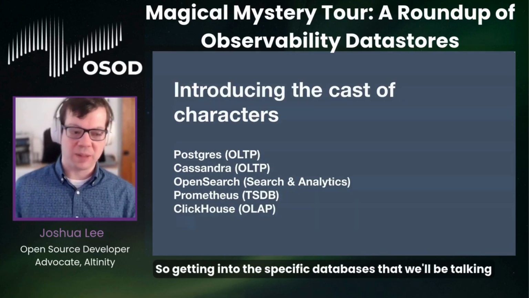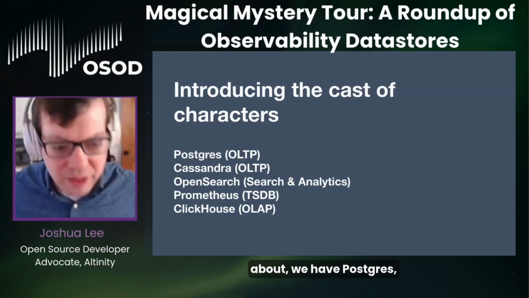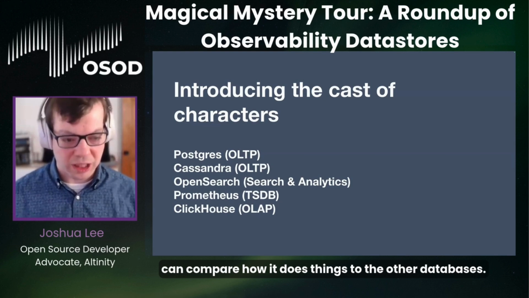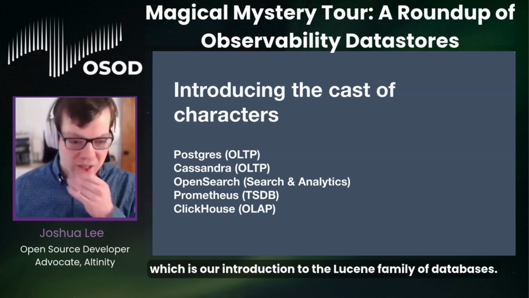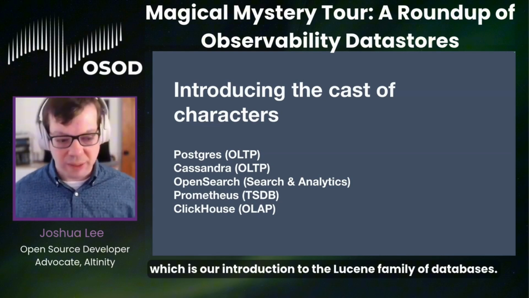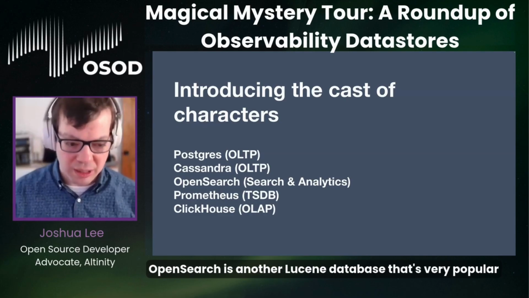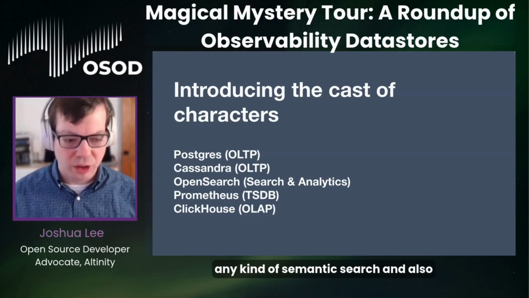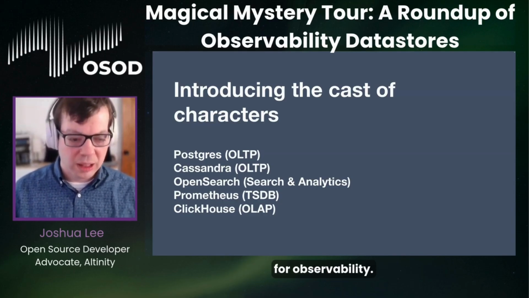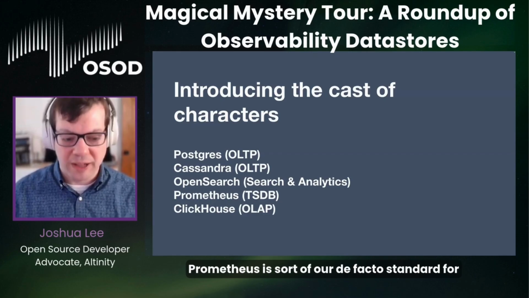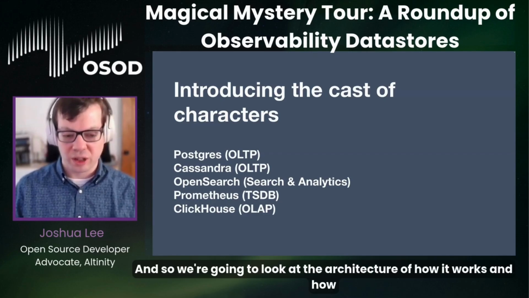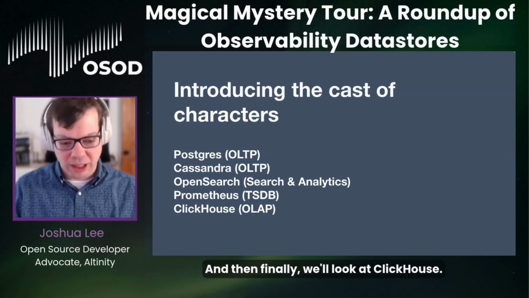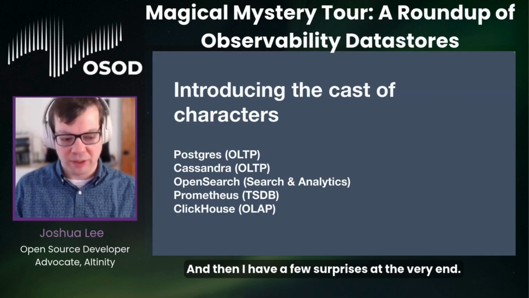So getting into the specific databases that we'll be talking about, we have Postgres, which is a useful starting point because we're all familiar with it, and we can compare how it does things to the other databases. We have Cassandra, which is our introduction to the Lucene family of databases. OpenSearch is another Lucene database that's very popular for any kind of semantic search and also for observability logging. Prometheus is our de facto standard for time series, and so we're going to look at the architecture of how it works and how time series data is typically oriented. And then finally, we'll look at ClickHouse, and then I have a few surprises at the very end.